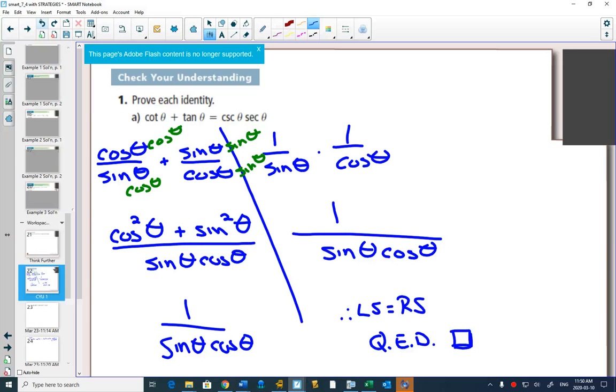Wait, so do you lose marks for not writing the left side equals right side? Yes, because then we don't know if you've realized that they are the same. Even if you don't do any other work? No.